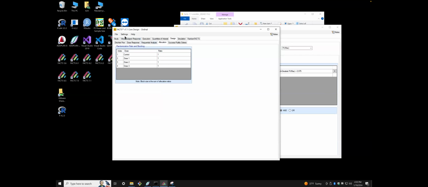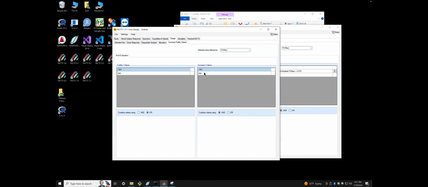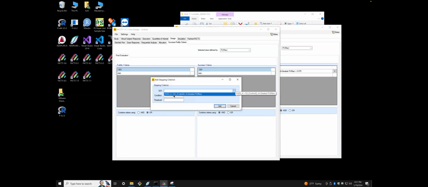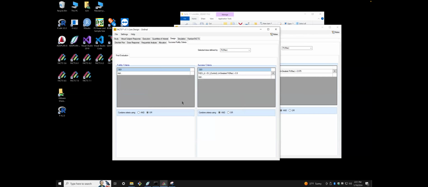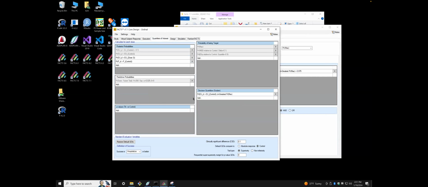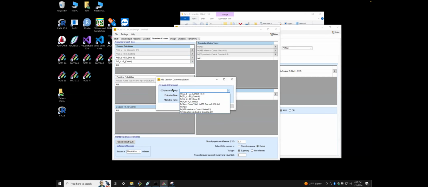So at the moment, I've just got the fixed, simple, non-adaptive design specified. So we've just got fixed randomization. So I could do something like 3 to 2 to 2. And say that success is utility better than max has got to be greater than 0.9. Now we could also add as another decision the probability of being better than control on the safety endpoint.